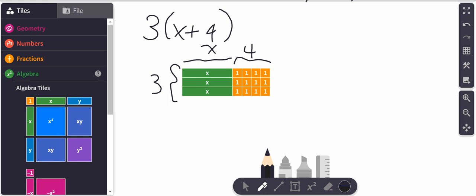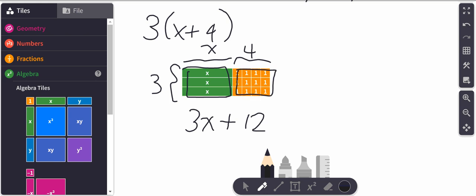Very similar to what I just did with numbers. Well, what happens? I end up with x, x, x, or 3x, and I end up with 12. So 3x plus 4 becomes 3x plus 12. Again, I can think of this in terms of an area model.